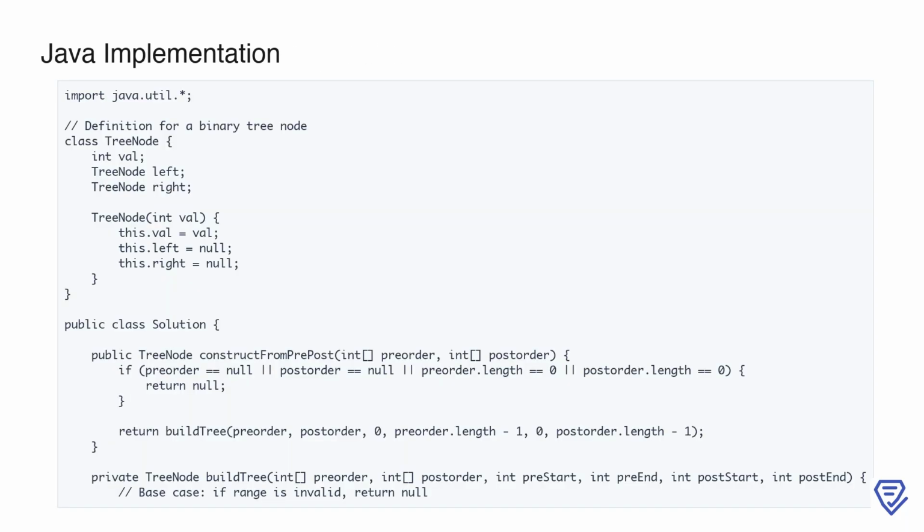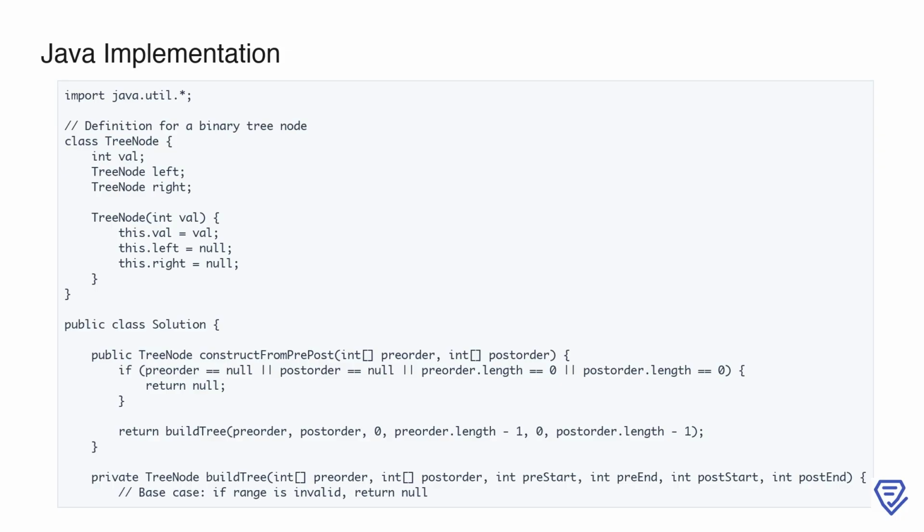Here, we start by defining the tree node class, which is the building block of our binary tree. Each tree node has a value, and pointers to its left and right children, both of which are initially set to null. Next, we define the solution class with the main method, constructFromPrePost, which takes 2 arrays as input, the preorder and postorder traversals of the binary tree.